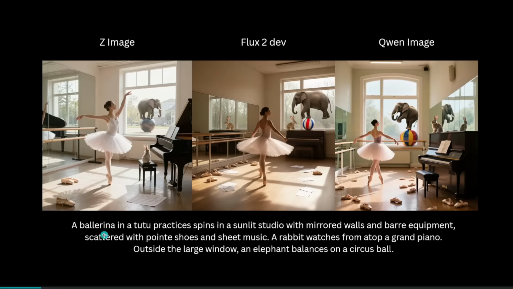Next, let's test its ability to understand some really tricky prompts. So here we have a ballerina practicing spins in a studio with mirrored walls, and bar equipment scattered with pointe shoes and sheet music. A rabbit watches atop a grand piano. Outside the large window, an elephant balances on a circus ball.